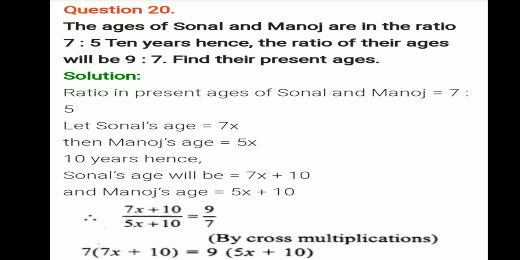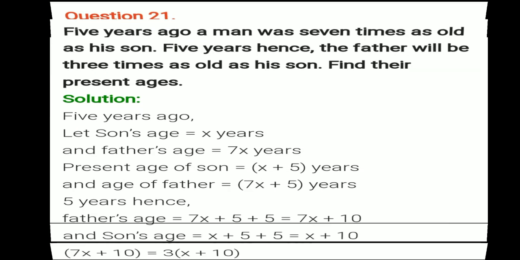Now after 10 years their age ratio is 9:7. So that's why the equation becomes 7x plus 10 upon 5x plus 10 is equal to 9 upon 7. This you can solve further by cross multiplying and get the final answer.